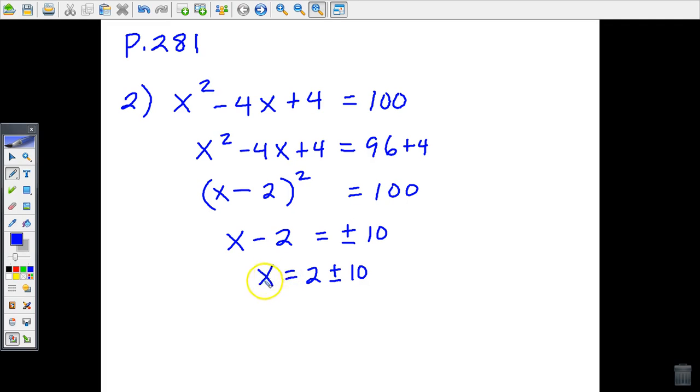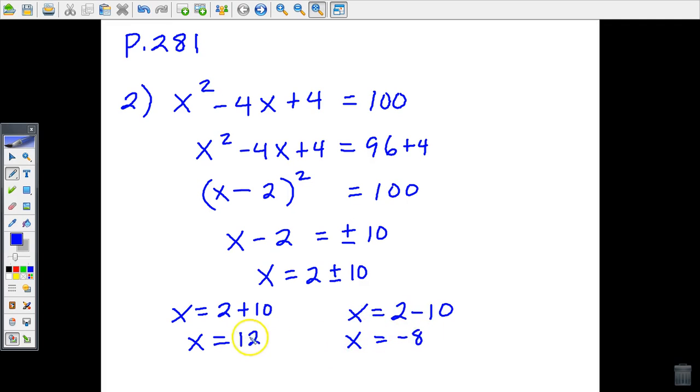So think of your solutions for x like this until you maybe get used to seeing this. One of my solutions will be x is 2 plus 10. The other solution will be x is 2 minus 10. So on the one hand, I have a solution, x is 12, and on the other hand, I have another solution, x is negative 8. So those are my 2 answers.